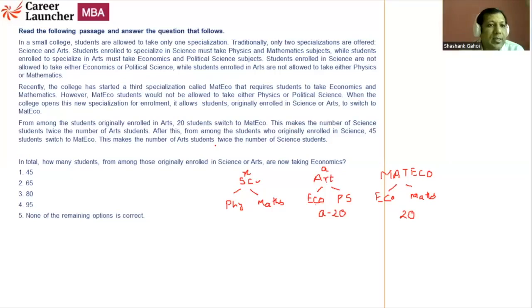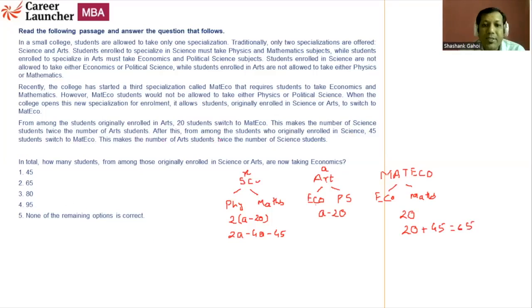This makes the number of science students twice the number of arts students. So what is the current number of science students? That is 2 times (A minus 20), so the total number of students in science is 2A minus 40. Now what does it say? After this, from among the students who originally enrolled in science, 45 students switched to Mat Eco. So out of 2A minus 40, 45 students moved to Mat Eco. The number of students in Mat Eco is going to be 20 plus 45, that is 65.